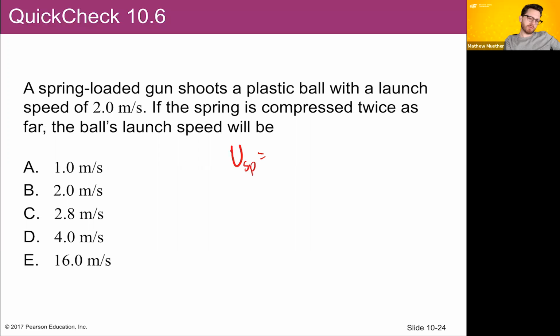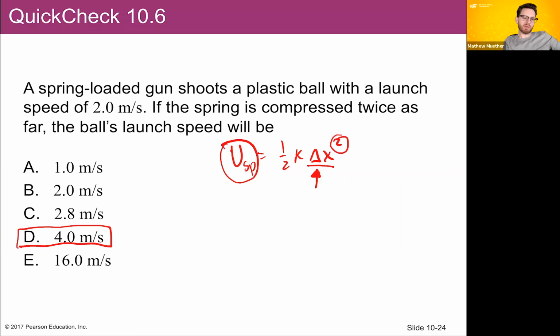Spring potential energy is 1/2 k delta x squared. Okay, let's go ahead and stop this one. Most popular answer here is D, that the speed goes up by a factor of 2. Look, if I double the spring compression, my delta x goes up by a factor of 2. It's squared, so that means the spring potential energy is going to go up by a factor of 4.